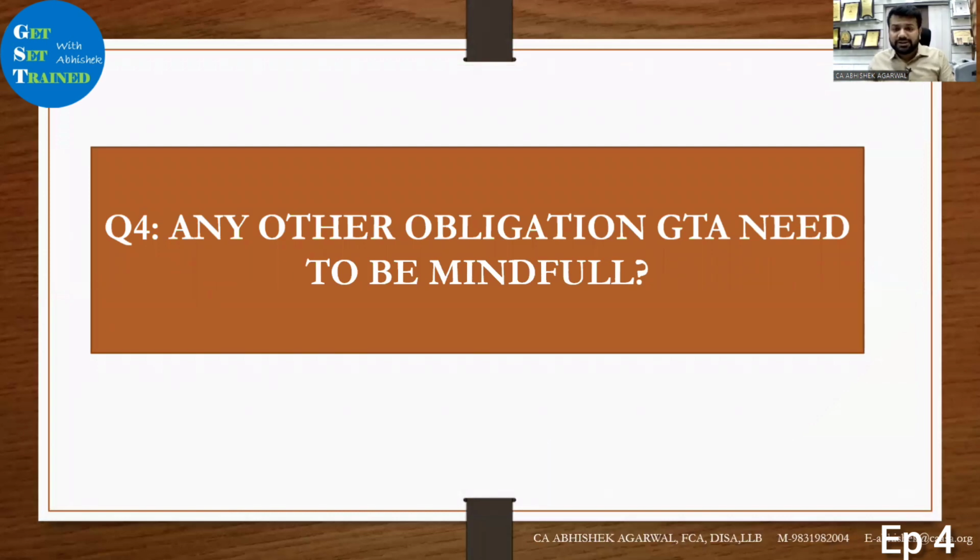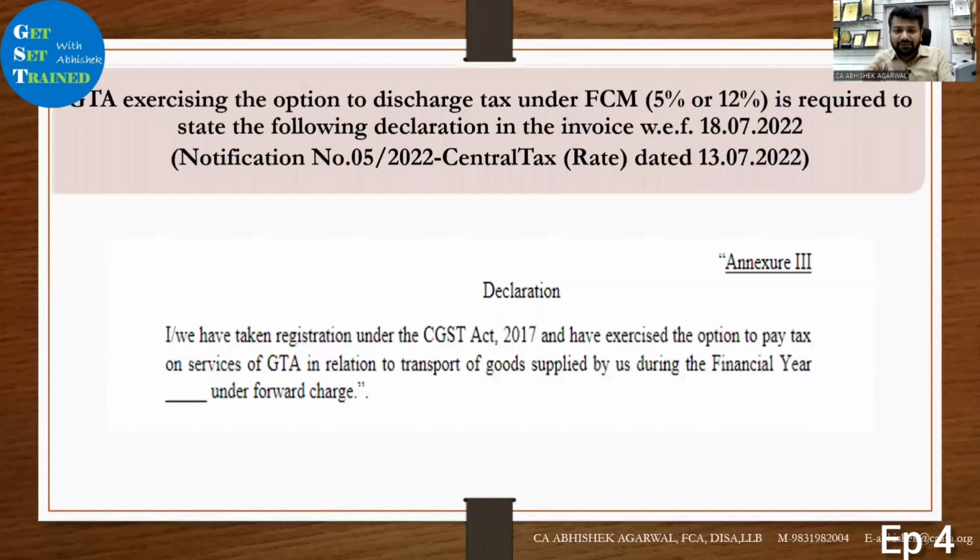Any other obligation GTA need to be mindful of? Yes, if a GTA is levying forward charge mechanism, then this declaration is to be printed on the invoices. This declaration intimates the recipient that please do not pay tax on the reverse charge mechanism, since we are levying GST and we will be submitting the taxes. This declaration is required to be printed in the invoices if a GTA chooses to pay taxes in the forward charge mechanism.